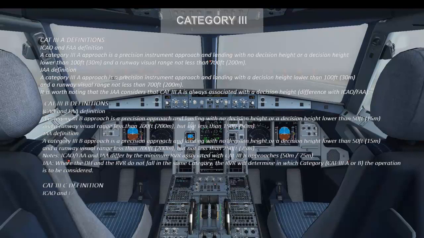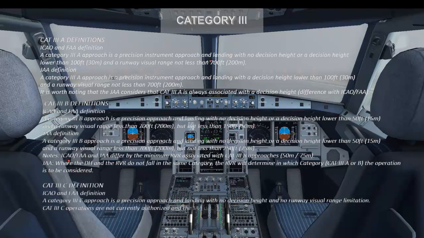Cat 3C definition. ICAO and FAA definition. A Category 3C approach is a precision approach and landing with no decision height and no runway visual range limitation. Cat 3C operations are not currently authorized and the JAR does not mention this subcategory.